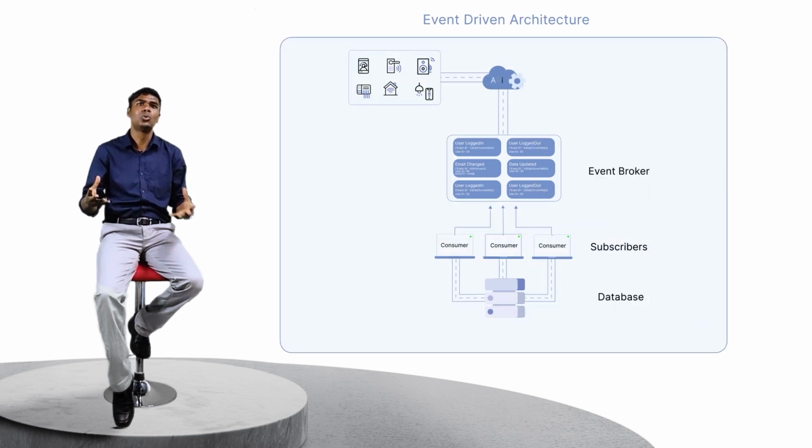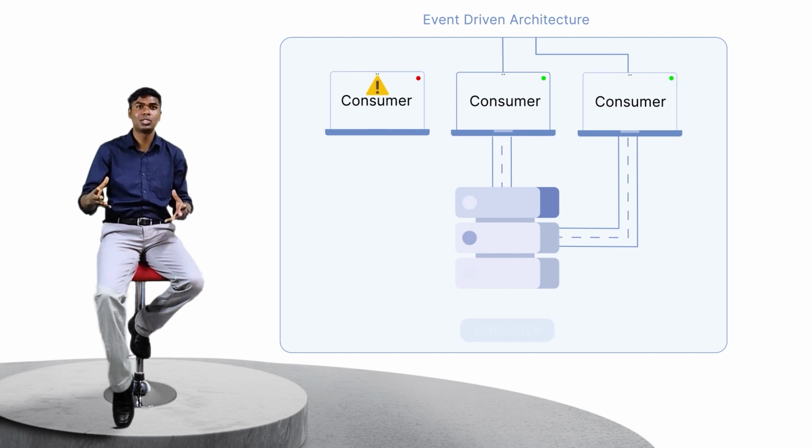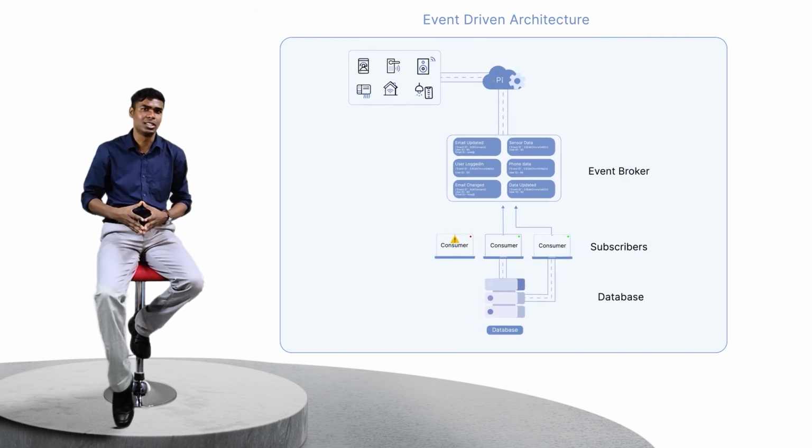The publisher and the subscriber are completely decoupled from each other. The publisher doesn't need to know about its subscribers. Imagine if one of the subscribers goes down. The publisher doesn't need to stop publishing the data. As soon as the subscriber comes back online, it can pick up right from where it left off.